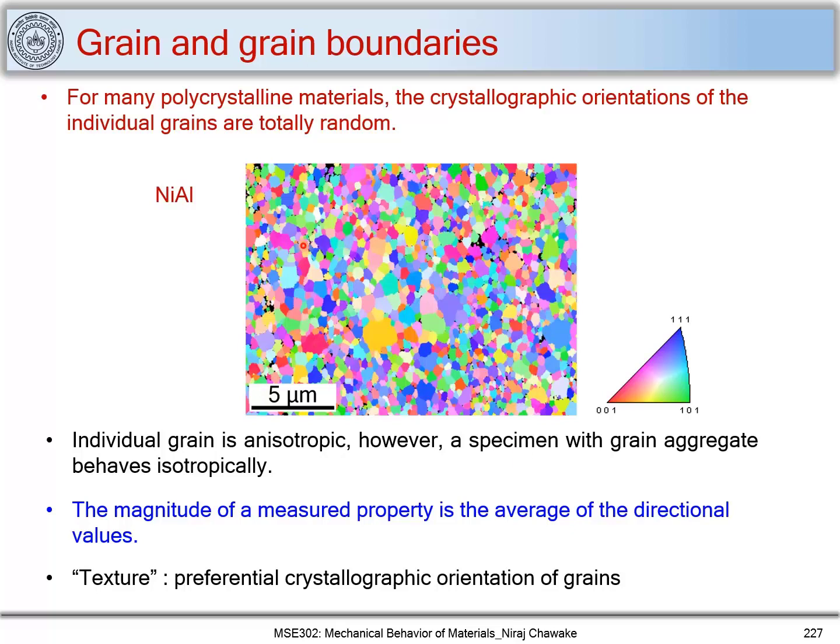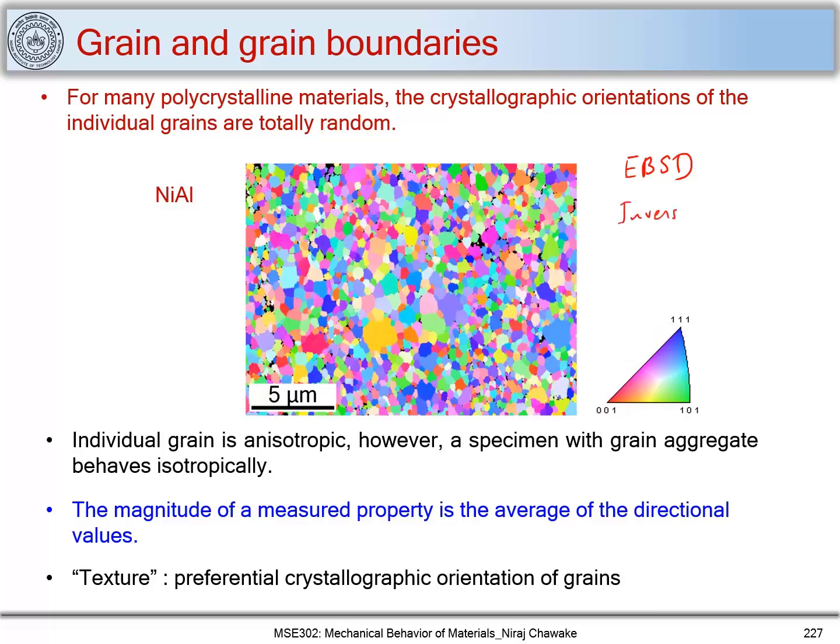For many polycrystalline materials, the crystallographic orientations of individual grains are totally random. What do I mean by this? Here we have shown an EBSD map for nickel aluminide. This is a study which we have carried out, and you can see that each grain has a particular orientation. This is an IPF map, that is, an inverse pole figure map.